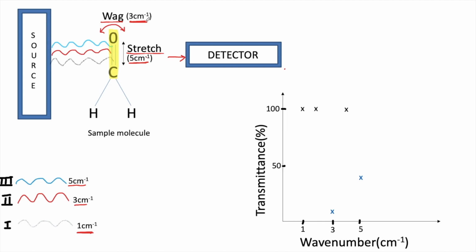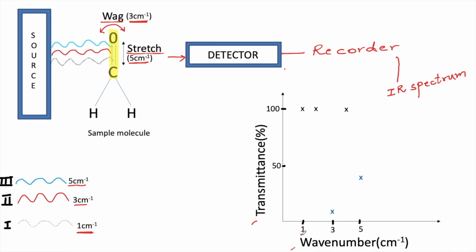So after the detector, everything goes on to the recorder. As the name denotes, the recorder is going to record something. So here the recorder is recording the data in the form of a spectrum, which we call the IR spectrum. This spectrum is basically a graph which is plotted between percentage transmittance taken along the y-axis and the wave number taken along the x-axis.